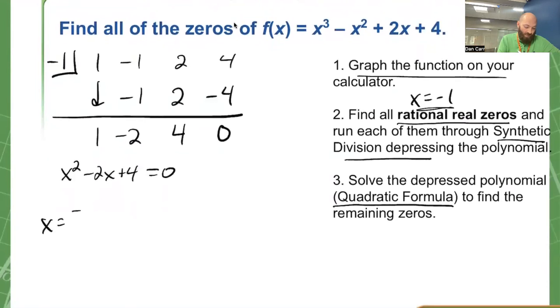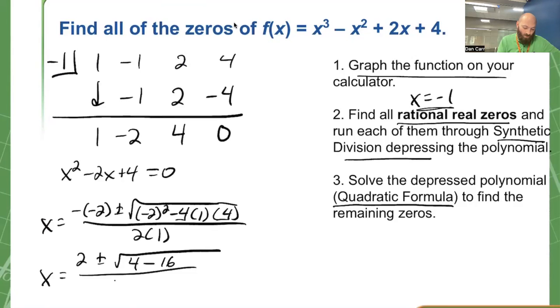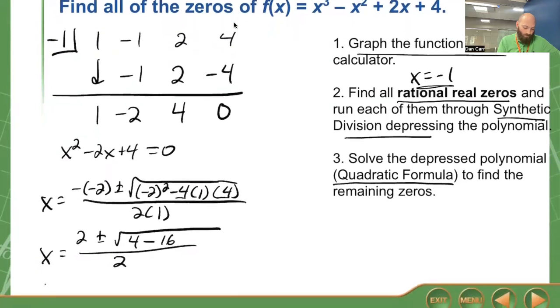So x equals -b plus or minus square root of b squared minus 4 times a times c, all over 2 times a. Okay, so x equals +2 plus or minus, those will be a 4. -4 and a +1 and +4 is going to come out to a -16, all over 2. So that'll be 2 plus or minus the square root of -12 over 2.